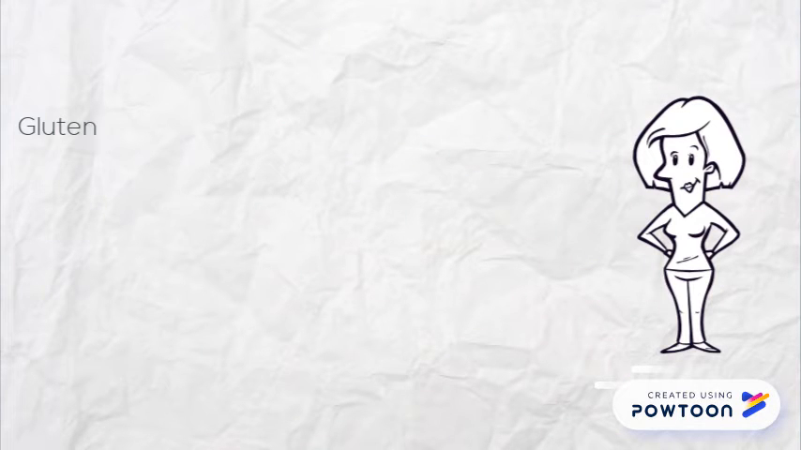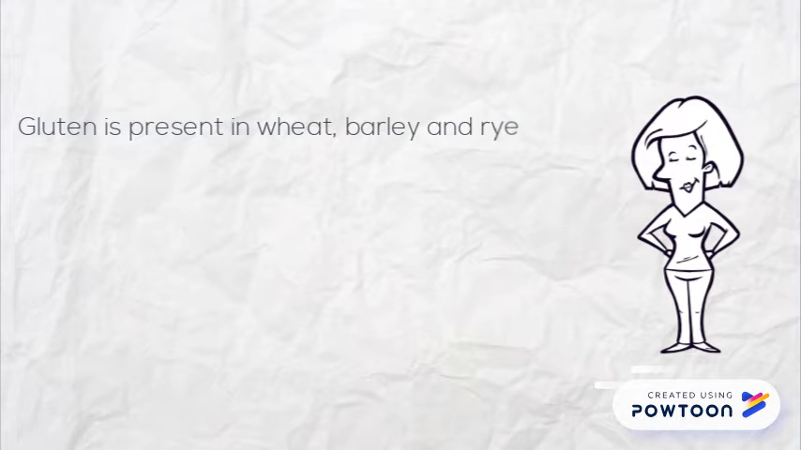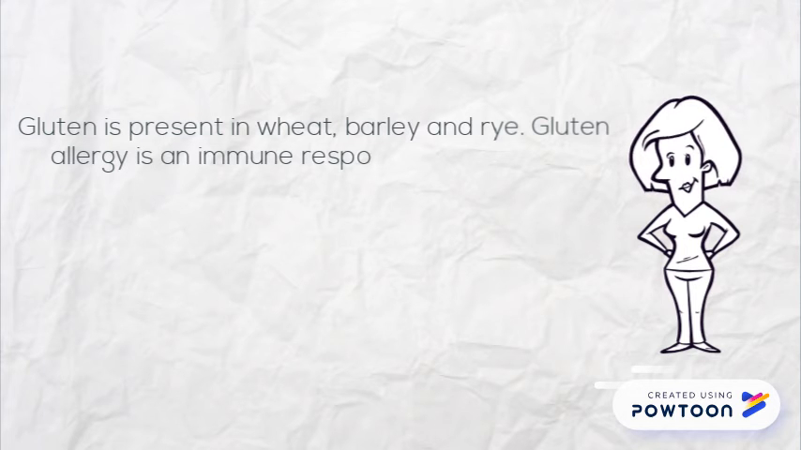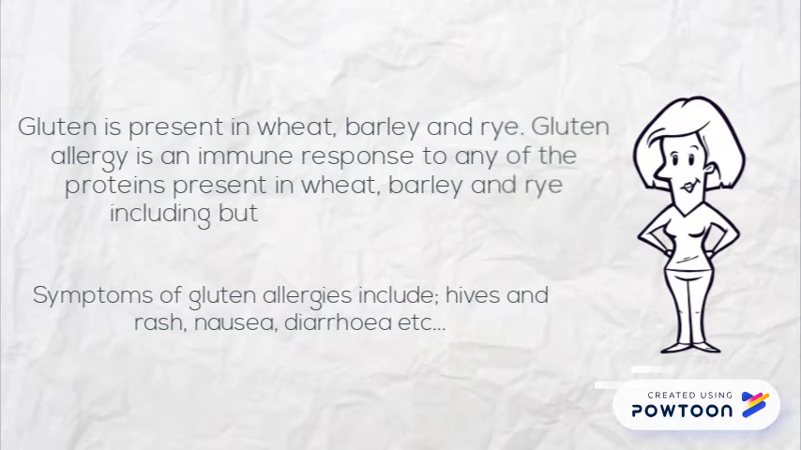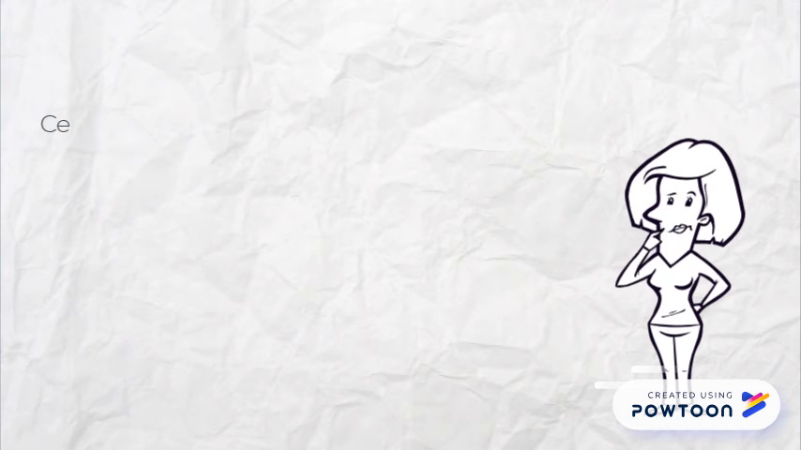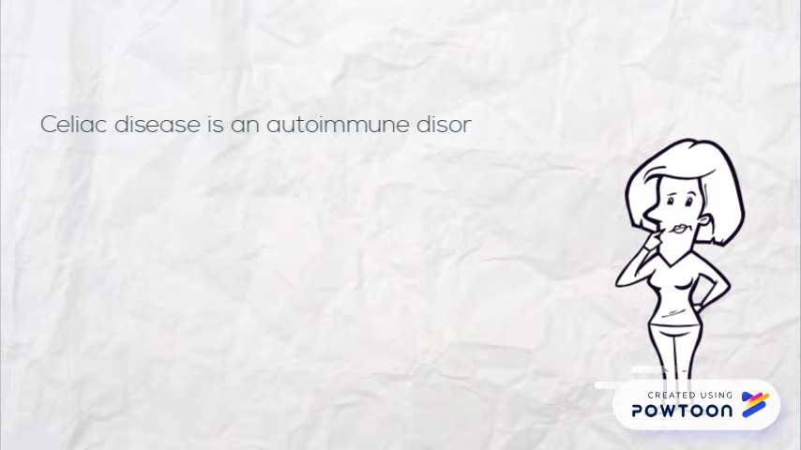Gluten. Gluten is present in wheat, barley, and rye. Gluten allergy is an immune response to any of the proteins present in wheat, barley, and rye, including but not limited to gluten. Celiac disease is an autoimmune disorder in which our immune system responds abnormally to gluten.